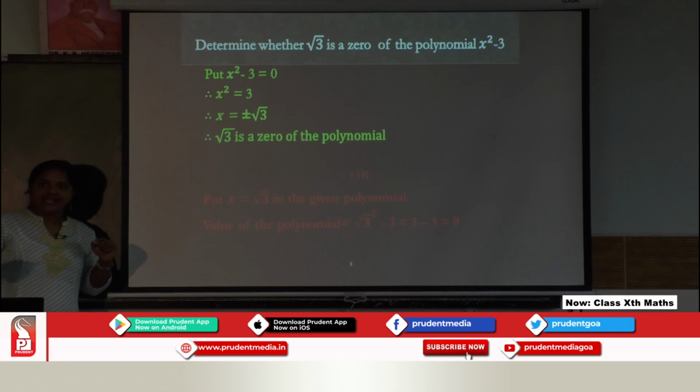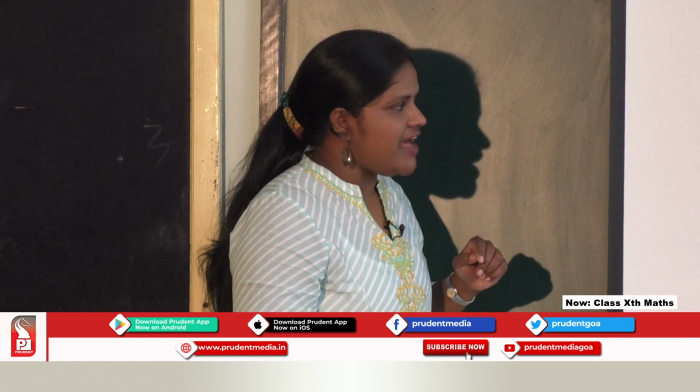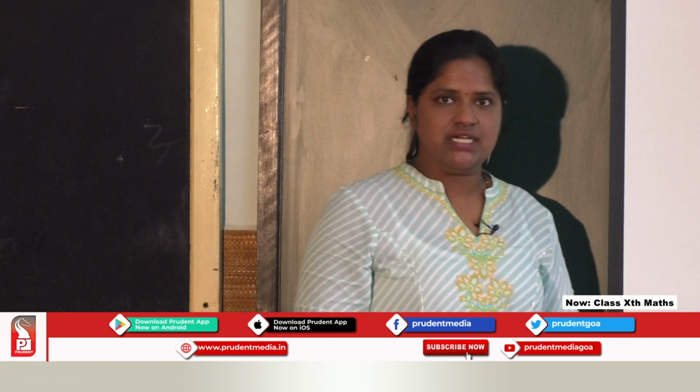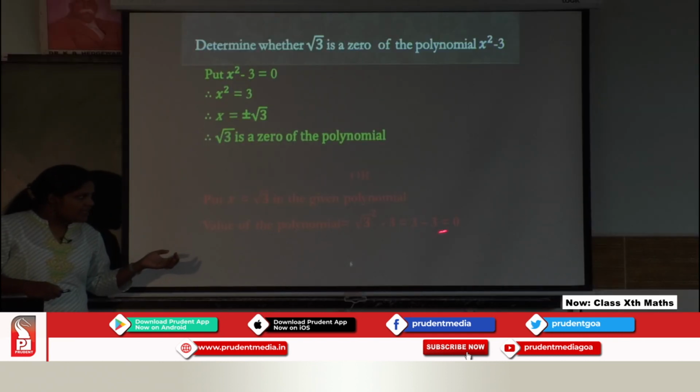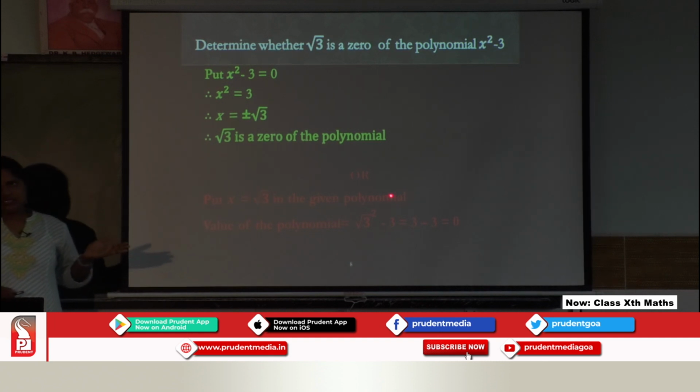That means we are ending up with the value of the polynomial as 0. That means whichever value we have substituted will be the factor of that polynomial. This is what we have just learned, that if the value of any polynomial is 0, then the alpha which we have selected is called the factor of that polynomial.